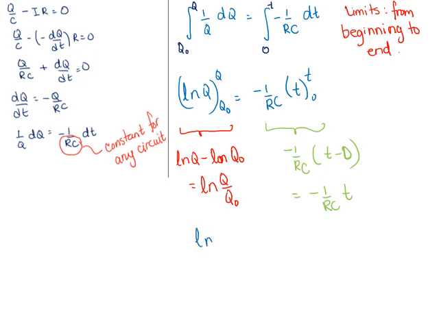Let's fill those two bits in. So I've got the natural log of q over q0 equals minus t over RC. If I'd like to simplify this, I'll raise both sides to the power of e. So e to the natural log of q over q0 is just q over q0. Then on the right, I've got e to the minus t over RC. So here's our basic expression. On the next slide, we'll just tidy it up a little bit.